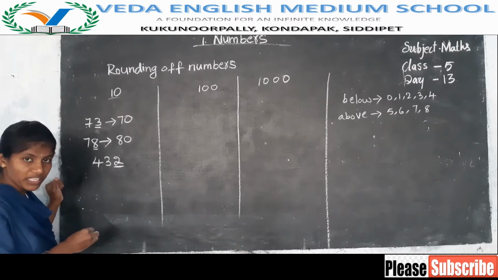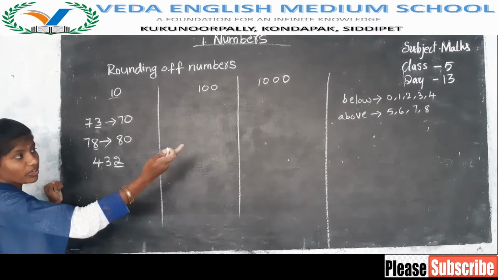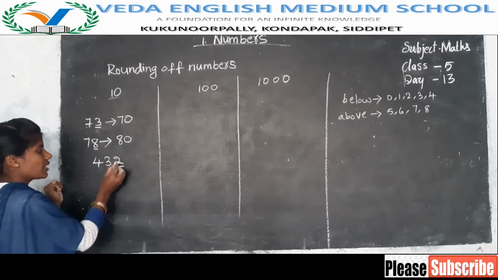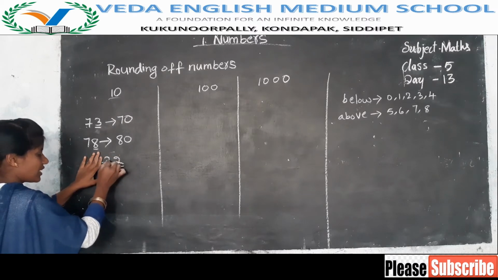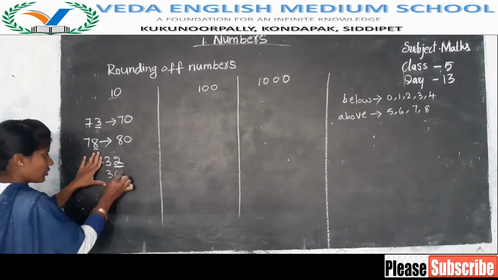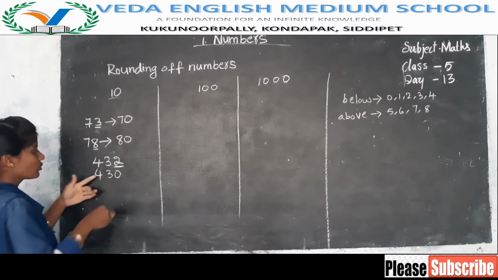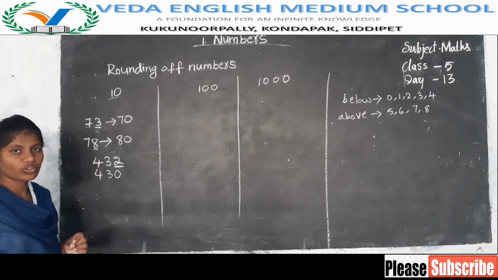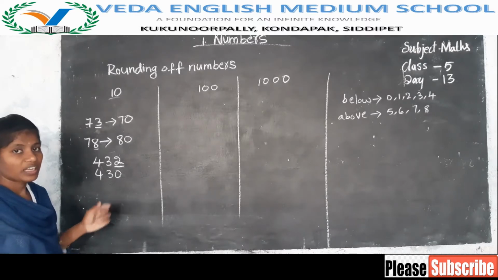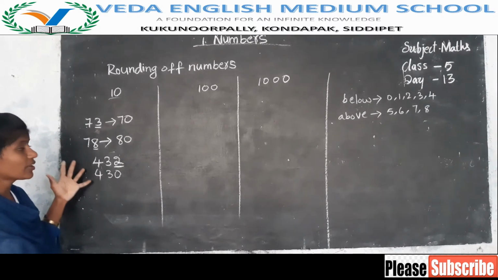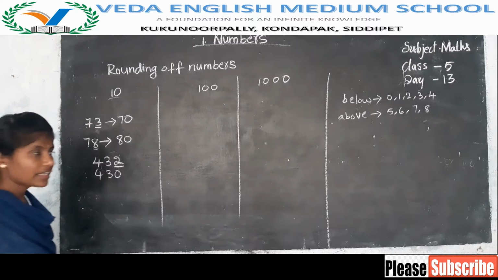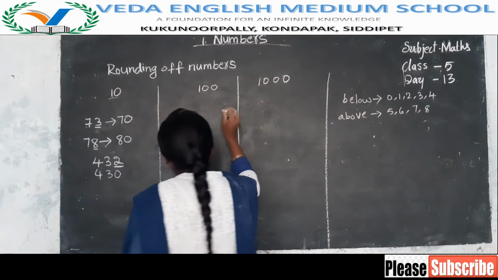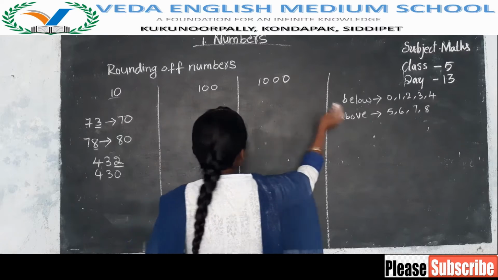What do you have in the ones place? 2. Is 2 an above number or below number? Below number. If the number is below, what do you have to do? There is nothing to do. You have to write the next number as it is, and in the ones place 0. So 432 is nearest to 430. Like this, we have to round the following numbers to the nearest tens. Already we have learned. Then round the following numbers to the nearest hundreds. You should remember, it is done the same way, Nana.